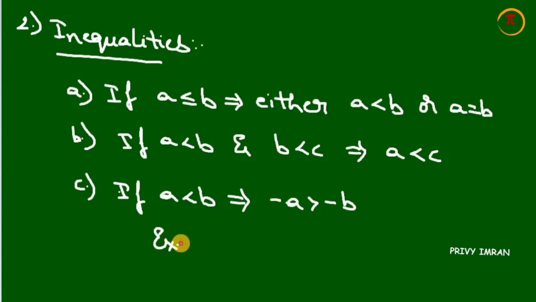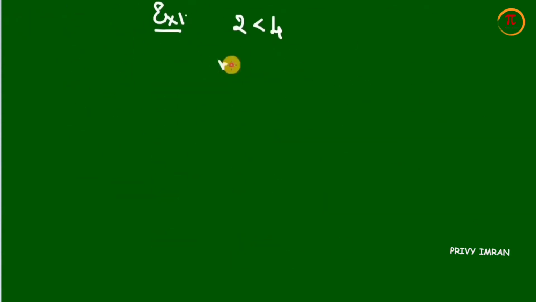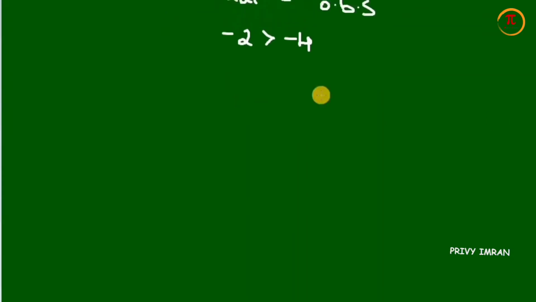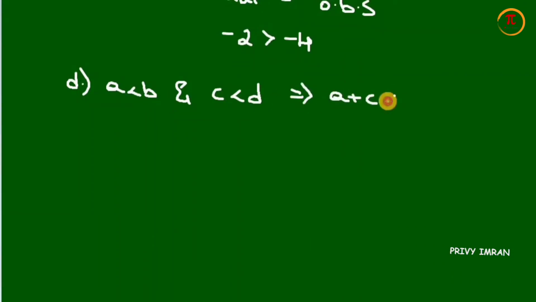For example, 2 less than 4. Now, multiply minus on both sides. Then minus 2 will be greater than minus 4. Point D. If a less than b and c less than d, then a plus c will be less than b plus d, and a minus d will be less than b minus c.